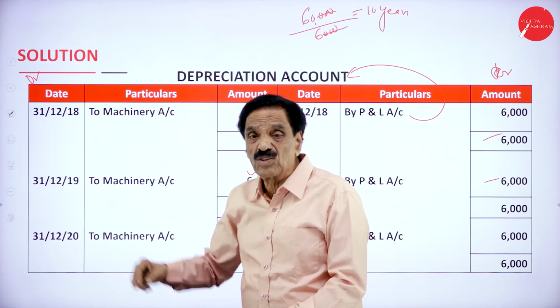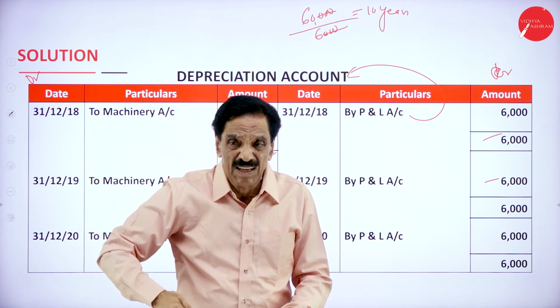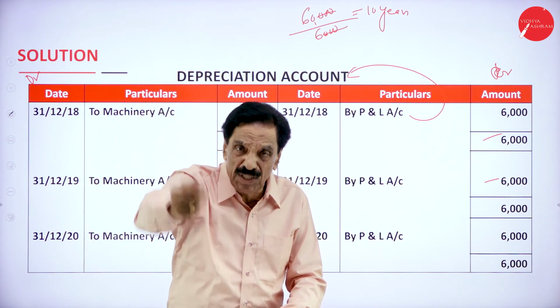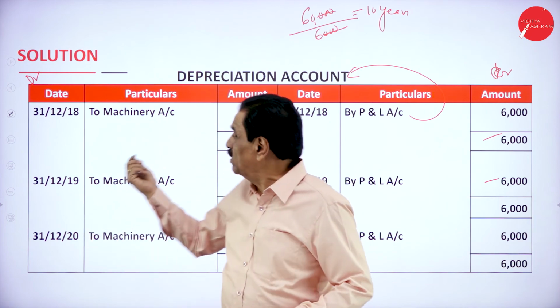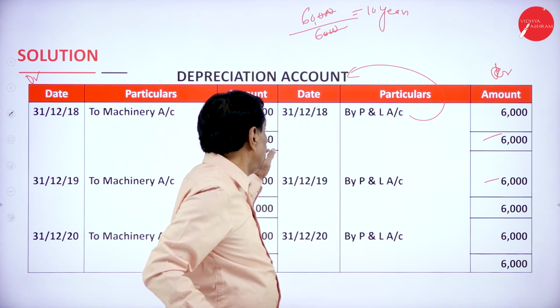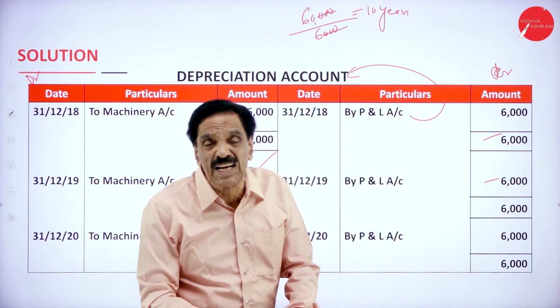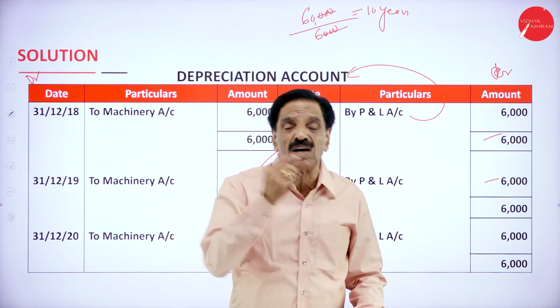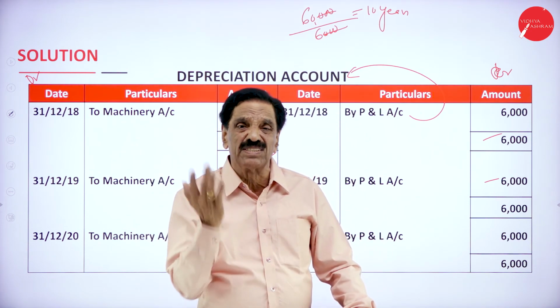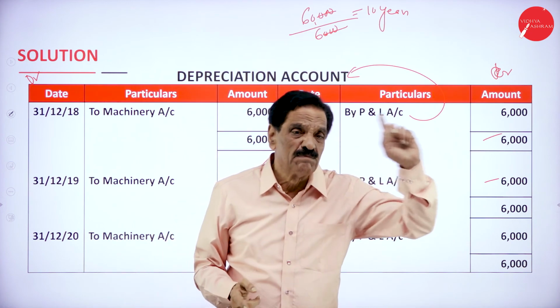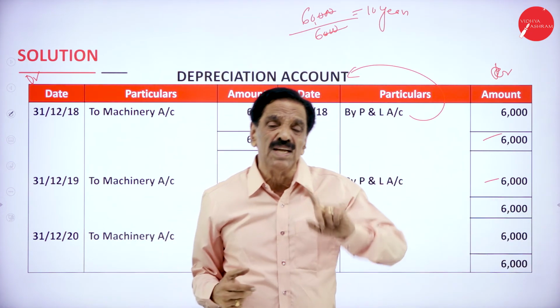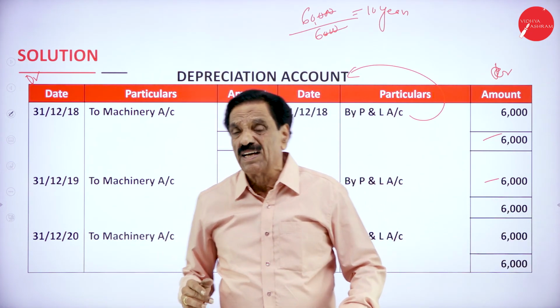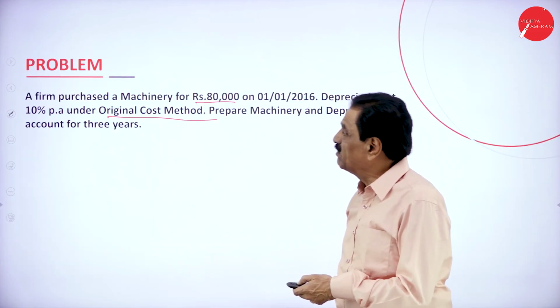Depreciation account, to machinery. Depreciation on what? Depreciation on land, depreciation on machinery, depreciation on furniture. You have to mention on machinery how much money first year? 6,000. Charge to profit and loss account. Every year how much are you charging? 6,000, 6,000, 6,000. Easy now. To machinery, by profit and loss account. I think we have solved the problem, and it's very, very easy.